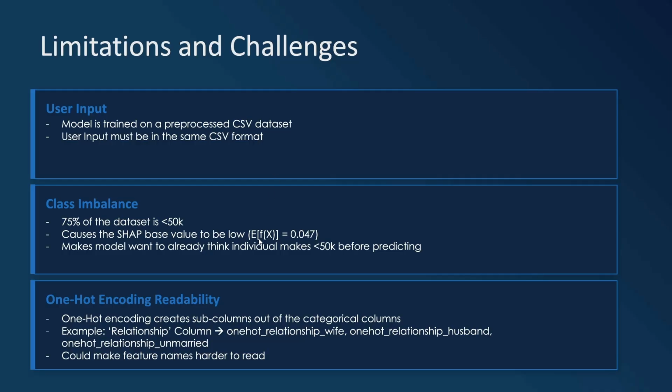And the last one is our one-hot encoding, which split the columns into multiple sub-columns. This gives the model more feature space, which can make it harder for non-technical people to read. This grew our input feature size from 14 to 84.